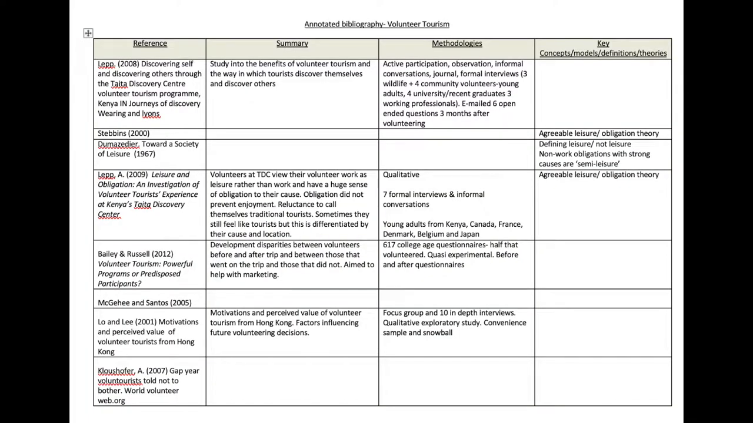Now, in terms of starting your literature review, I would recommend that you don't just start writing. I recommend that you start with something called an annotated bibliography. Now, an annotated bibliography can take whatever format you want, really. I personally like to use a sort of chart, and I would write, what is the reference, who are the authors, and then I would do a brief summary of what the text was about.